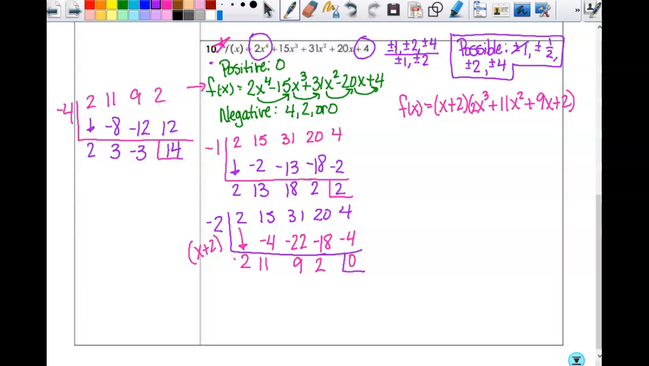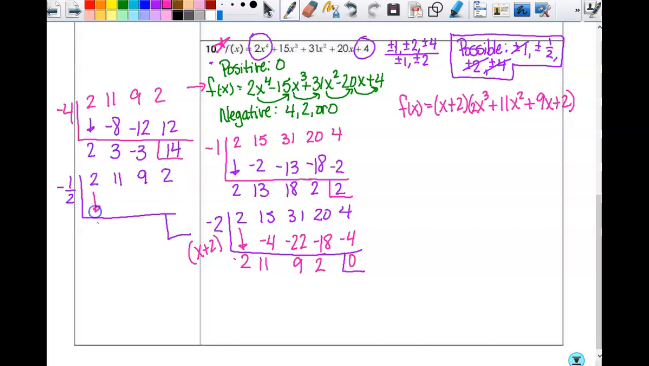So -4 doesn't work. Okay, I've already taken care of these, and my -4 doesn't work, and I know positive doesn't. So it really, -1/2 has to work. But I still need to check it, because if it doesn't, then something else we did somewhere is totally wrong. So I'm using these same reduced numbers, 2, 11, 9, and 2.